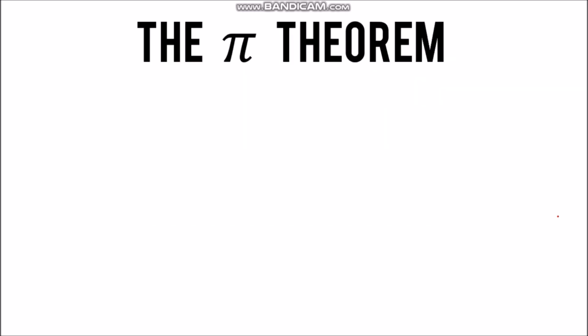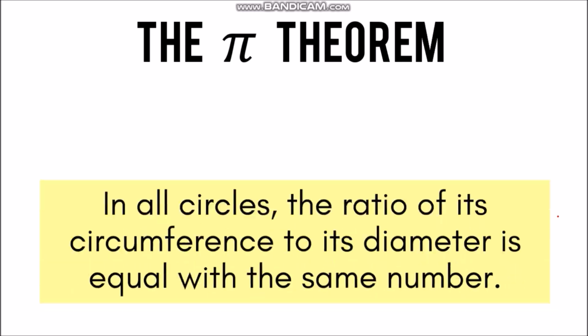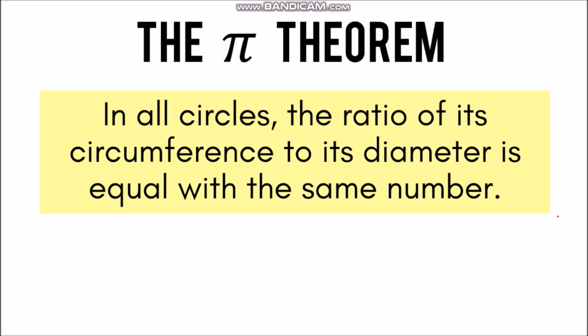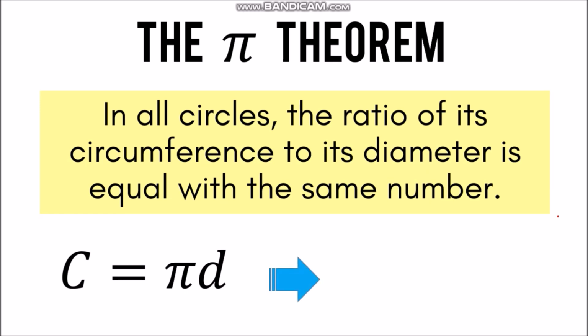Now, we also have a theorem called the pi theorem, and it states that in all circles, the ratio of its circumference to its diameter is equal to the same number. If we recall the circumference, as I mentioned a while ago, we can solve it using the diameter, which is C equals pi d. If we get the ratio of the circumference to its diameter, or divide the circumference by the diameter, we will end up with C over d, which is equal to pi. This is true for all circles: whenever we get the ratio of the circumference to its diameter, it will always be equal to pi.